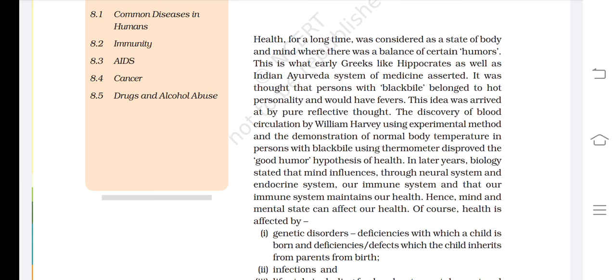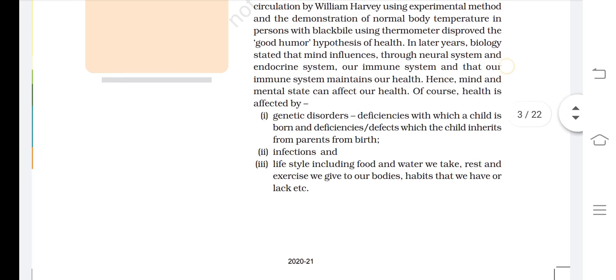Of course, health is affected, firstly, by genetic disorders, deficiencies with which a child is born, and deficiencies or defects which the child inherits from the parents from birth. Second, infections, and third is lifestyle, including the food and water we take, the rest and exercise we give to our bodies, habits that we have or lack, etc.